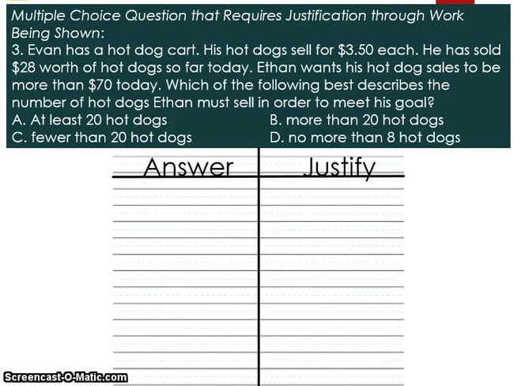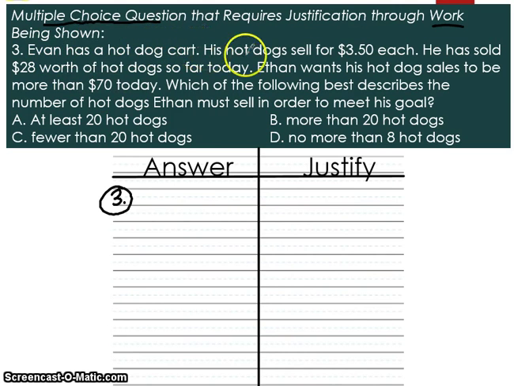Question number 3 is a multiple choice question, but it requires work to be shown. So on the answer side, where we have our 3, all I'm going to be writing is a letter. But over here, I'm going to be showing work to figure out why I picked that answer. So let's read the question.